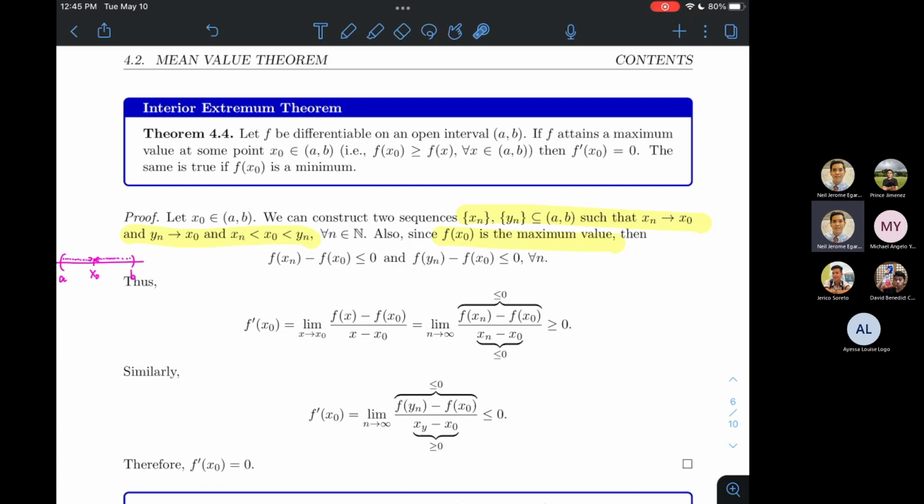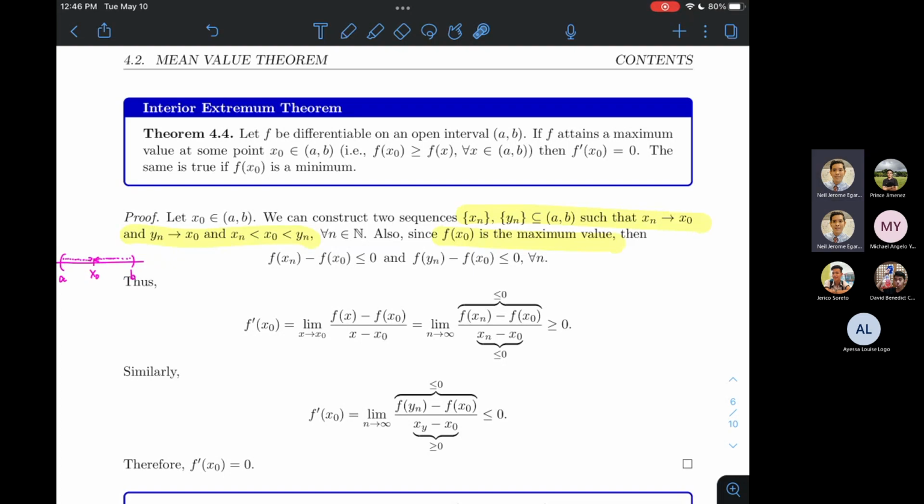Okay? Tapos ano yung mangyayari? Gusto ko ipakita na ang derivative ay equal kay 0. Now, the idea here is, I wanna show na isa lang yung posibleng maging value ni f prime of x sub 0. And how will we do that? Well, gagamitin ko yung continuity requirement. Si f ay differentiable, so dapat yung limit na to ay mag-exist, as x approaches x sub 0.